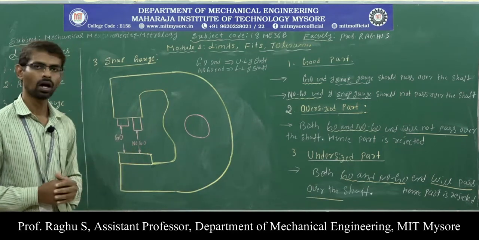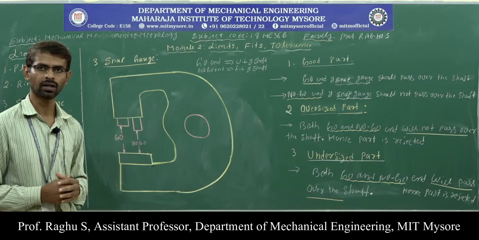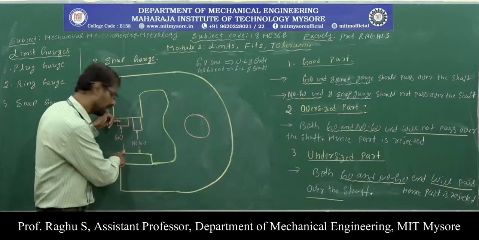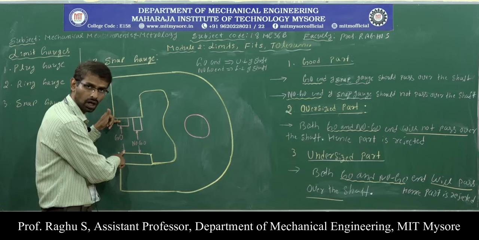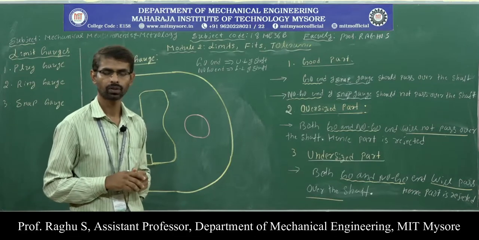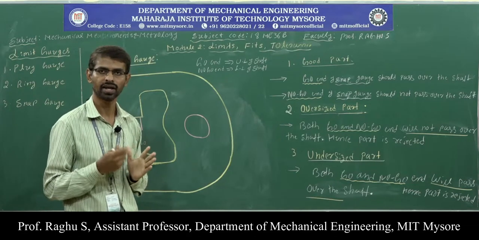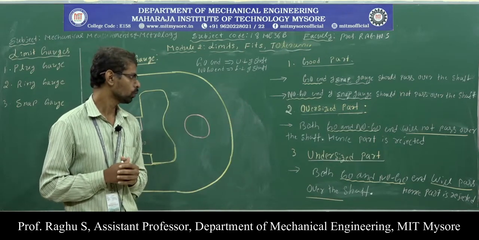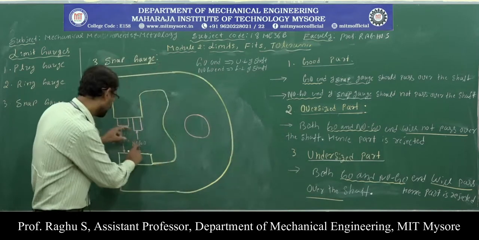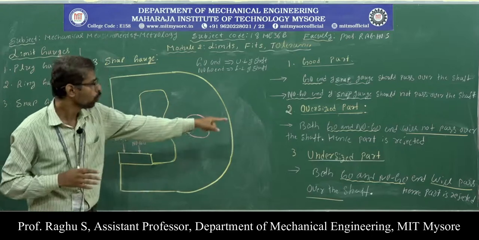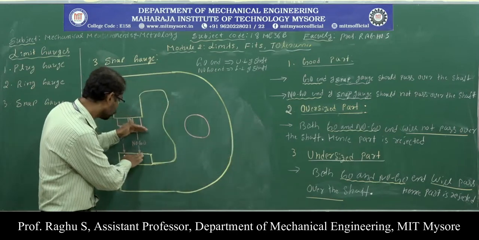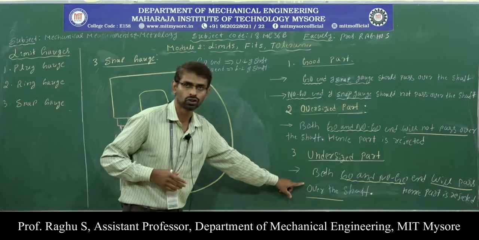Now, let us discuss different conditions, like acceptance or rejection of the part. The part is accepted when the go end of the snap gauge passes over the shaft, and the no go end of the snap gauge does not pass over the shaft. Then only the part is accepted, or considered good. Suppose the part is manufactured oversized, then both go end and no go end will not pass over the shaft. For an undersized part, both go and no go ends will pass over the shaft.